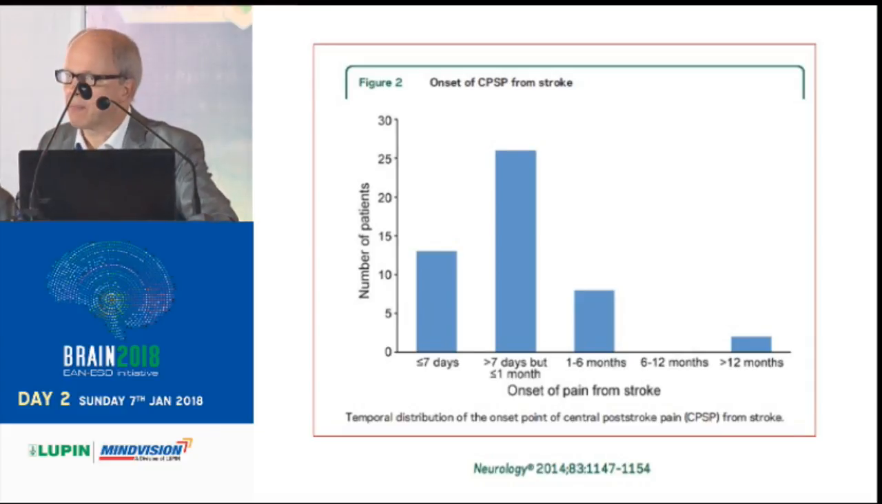But find out that this is the number of patients included here, not the percentage. So of these 49 patients which had this central post-stroke pain, about 13 patients developed the post-stroke pain within the first 7 days, so within 1 week. And the majority of the patients, it was 26 patients, developed this central post-stroke pain within the first month, so more than 7 days but less than 1 month, so within the 3 weeks after the first week. And then there were 8 patients who developed the central post-stroke pain within the first 6 months after the stroke. So this is how it goes in most patients.